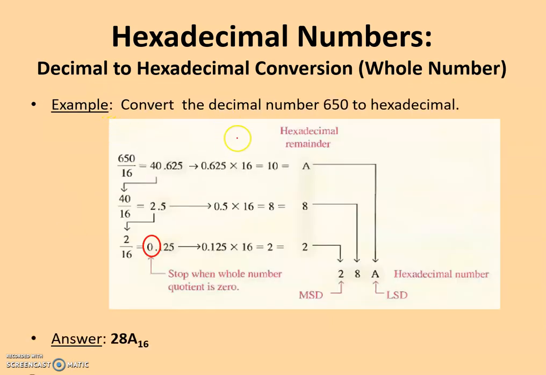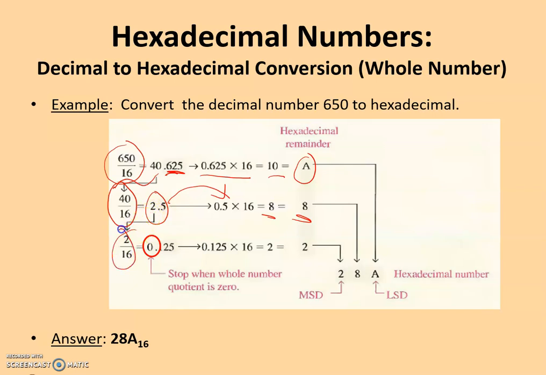Example: convert the decimal number 650 to hexadecimal. 650 divided by 16 gives 40.625. The 0.625 times 16 gives 10, and 10 is actually A. Then you take 40 and divide by 16, you get 2.5. Then 0.5 times 16 gives 8, so 8 is the next hexadecimal remainder.